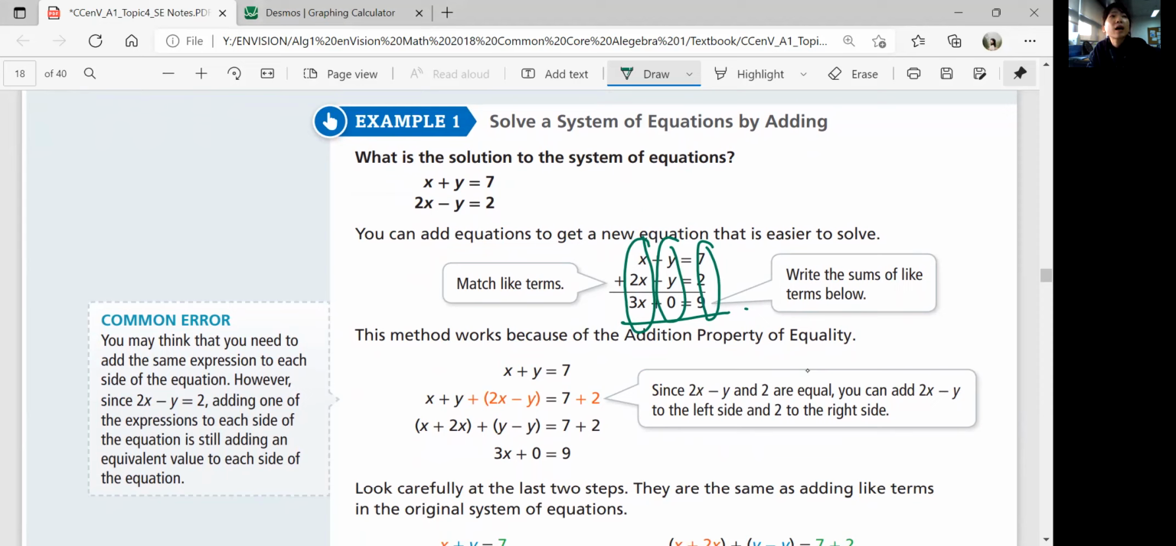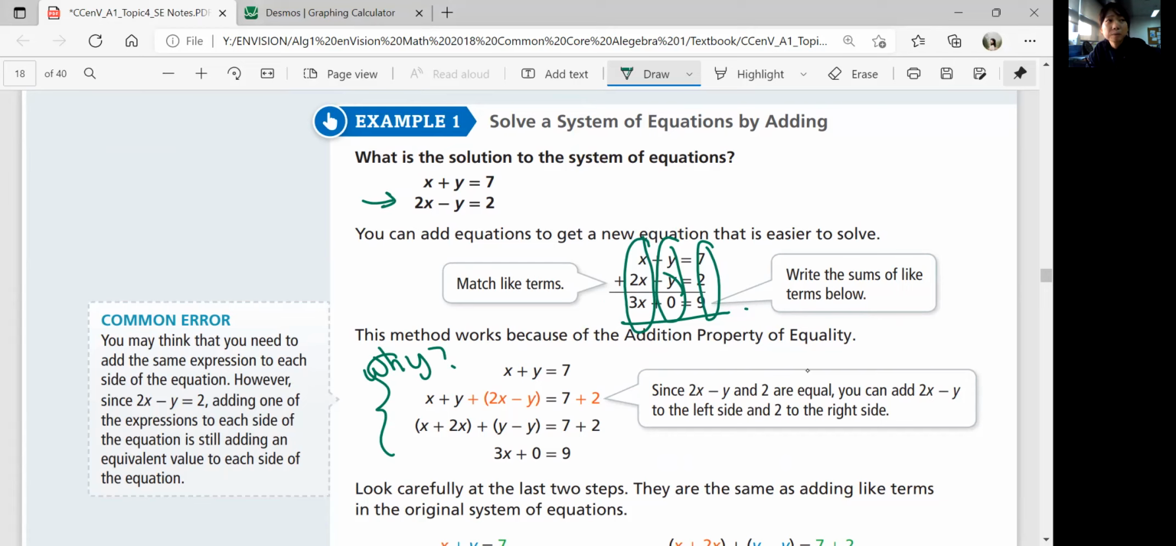Because since 2x minus y and 2 are equal, this is y. Since 2x minus y and 2 are equal by the second equation, you can add 2x minus y to the left side and 2 to the right side, right? So then you're adding the same thing. That is why we're adding the whole equation.